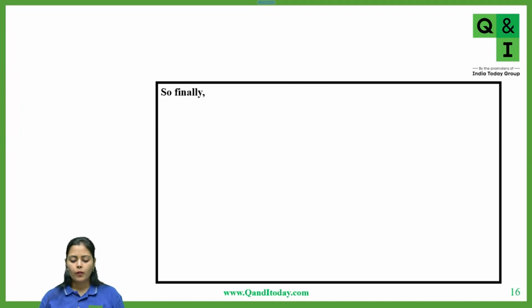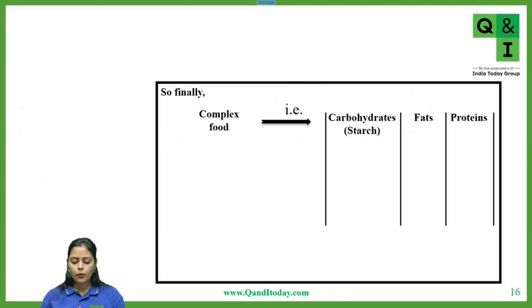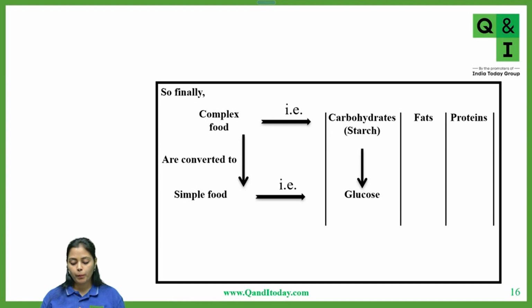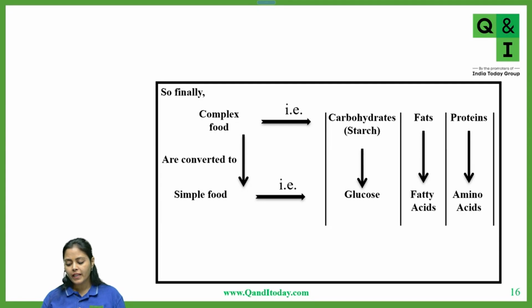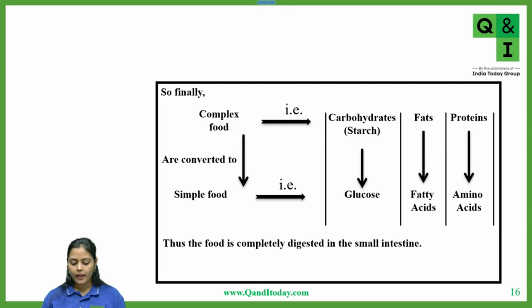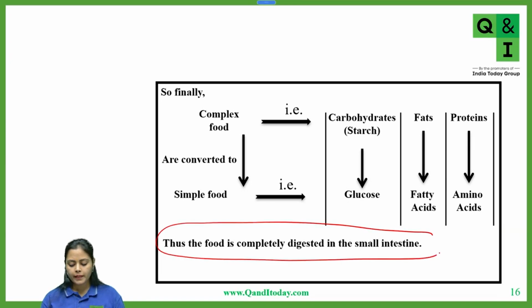Okay. Now, so finally, complex food, that is carbohydrates. This was the first slide which I had presented to you, that the complex food needs to be converted into simple food. So now carbohydrates are converted into glucose, fats are converted into fatty acids, and proteins are converted into amino acids. Now, this food is completely digested in the small intestine. Always remember this location. The complete digestion of food takes place in small intestine.